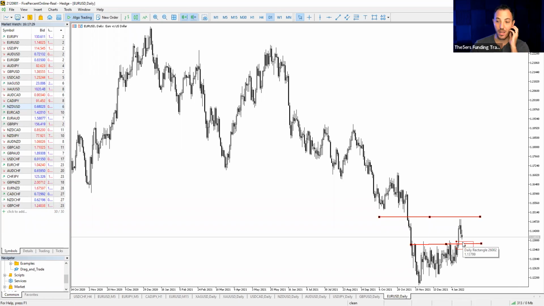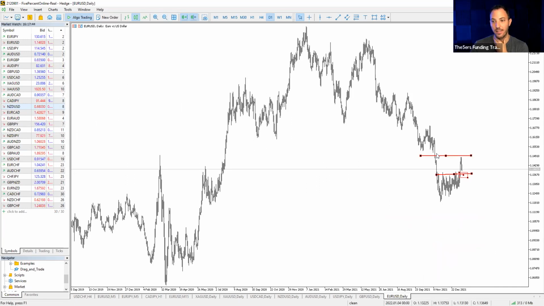How long will I hold it? I don't know. It depends on price action, to see if this continues higher, reverses the overall trend, or is just a reaction and then continuation lower to continue this downtrend.